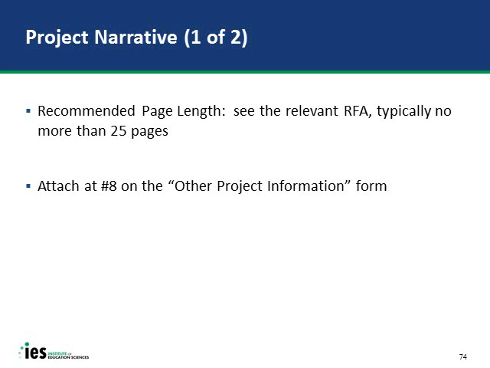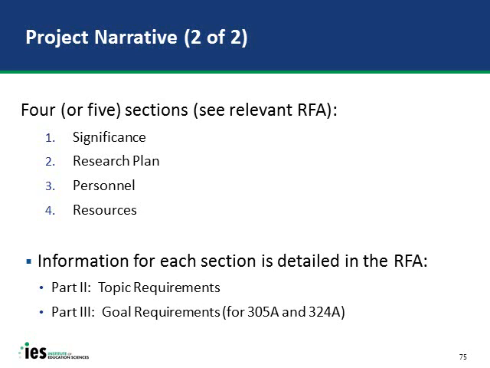Project narratives have varying page limits, and it depends on the competition to which you are applying. So make sure that you check the RFA to determine your page limit for your project narrative. The project narrative should be added as an attachment under item number 8 on the other project information form. The project narrative has 4 or 5 sections depending on the competition to which you are applying, so you should read the relevant RFA. Most of the applications will have project narratives that include significance, research plan, personnel, and resources sections. Information for each of these sections is detailed in the RFA.